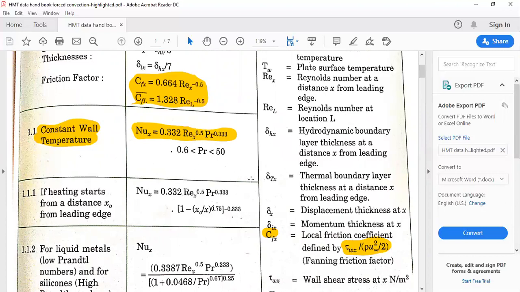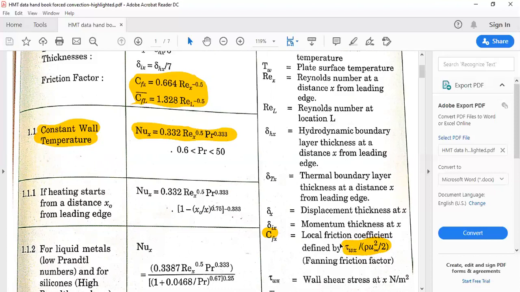Then, if in your problem they ask to find out the shear stress or shear force, then you have to use this equation. The Cfx is equal to tau Wx divided by rho u infinity square by 2. Tau is nothing but the wall shear stress at a distance x. And again, Cfx is nothing but the friction factor at a distance x. It's also known as the Fanning friction factor. And u infinity is nothing but the velocity of the air flowing over the surface.